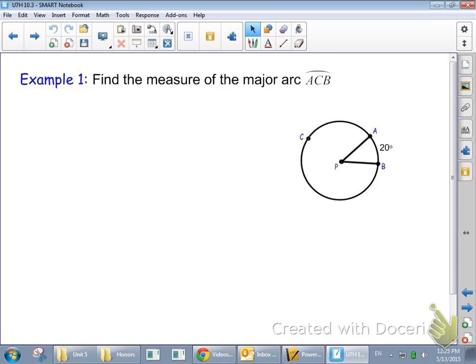Now on your sheet we have example 1. You're to find the measure of the major arc ACB. So that means it starts at A, it goes through C all the way around to B. What is the measure of that arc? Go ahead and answer that.